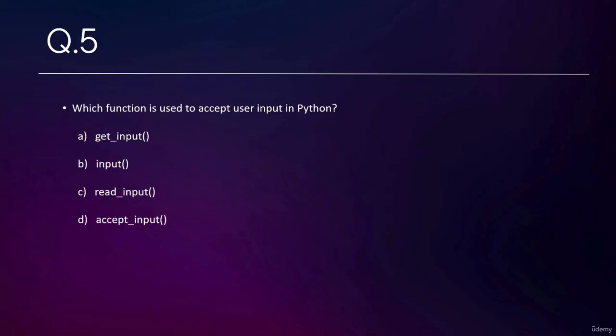Moving on, we have: which function is used to accept user input in Python? So we looked at how to get user input. You need to select the correct option, the correct keyword or the correct function from these. So if we look, the correct answer is B. The keyword or the syntax to get an input is input. It is not get input or any of the others.